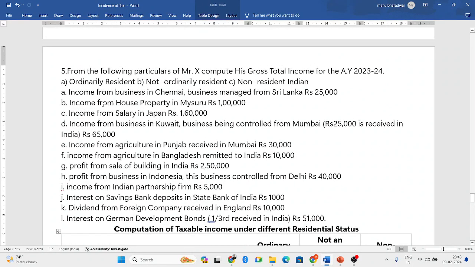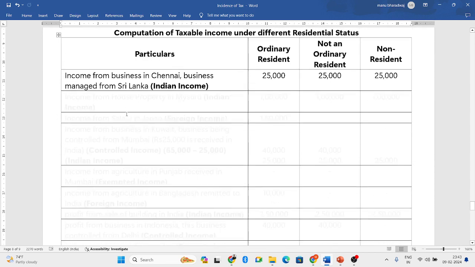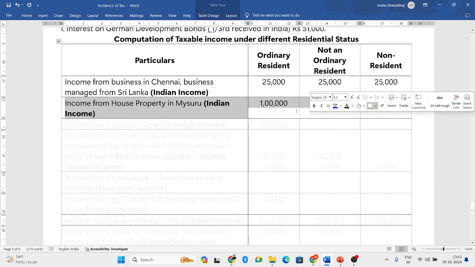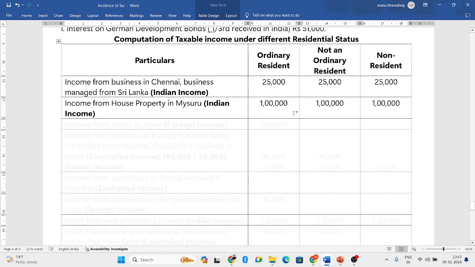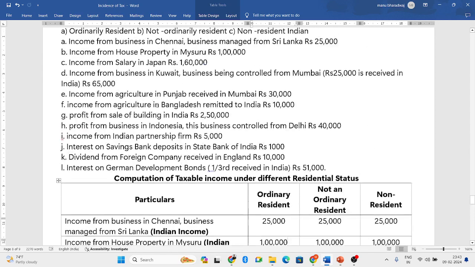Next, income from house property in Mysuru. Mysuru is in India. The income has arisen in Mysuru. So it is an Indian income where all the three members will be taxed. So 1 lakh rupees, 1 lakh rupees and 1 lakh rupees.